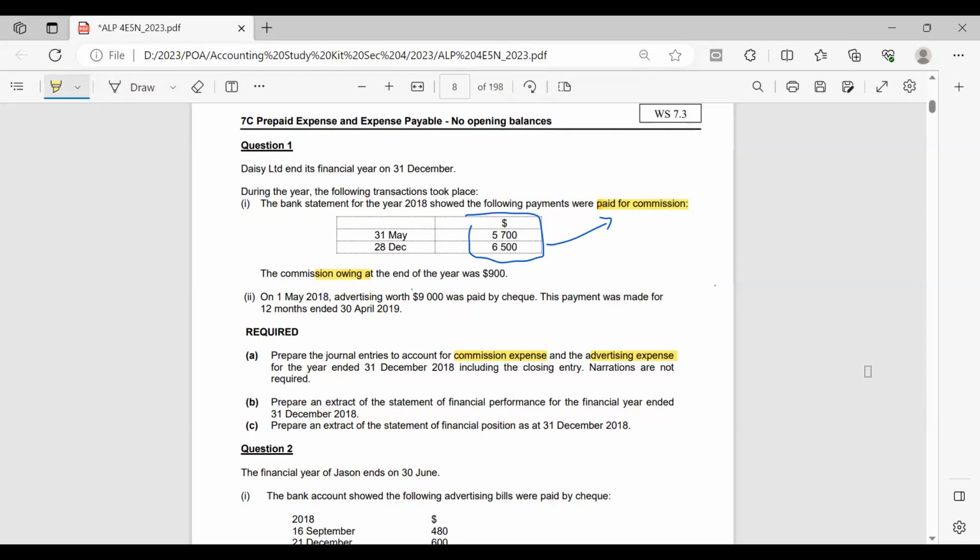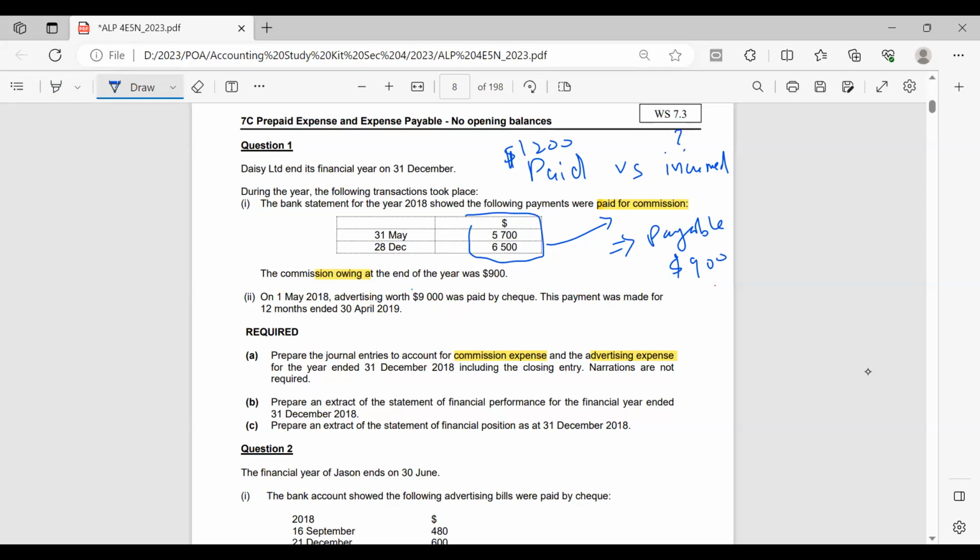Okay, so for expense, we always look at it in terms of the expense paid versus the expense incurred. So if at the end we have a payable, in total we paid $12,200. The amount owing is 900. How do we find the amount incurred for the year or used?